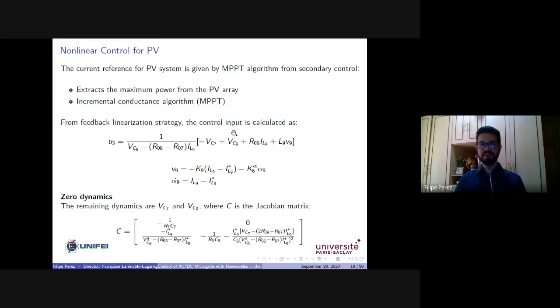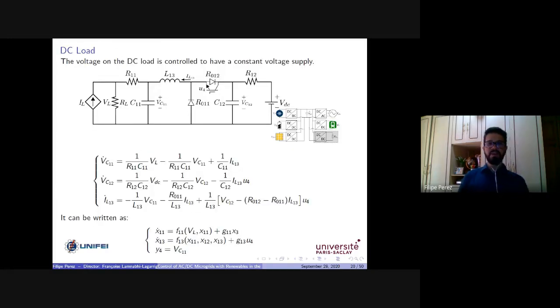So given this reference, we can also, by feedback linearization, compute the control law and linearize the dynamics of the current. And here, the stability analysis of zero dynamics is made via Jacobian matrix, where VC7 and VC8 are the non-controlled dynamics. So next, we have the DC load. Here, the DC load is modeled as a current source, where we must attain the voltage stability to properly supply the load inside of the grid requirements. For that, we are taking VC11 as the control output.